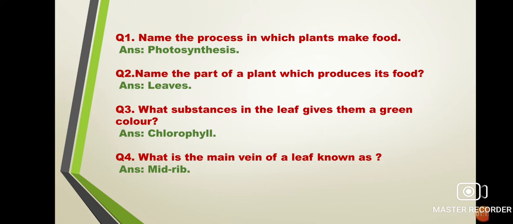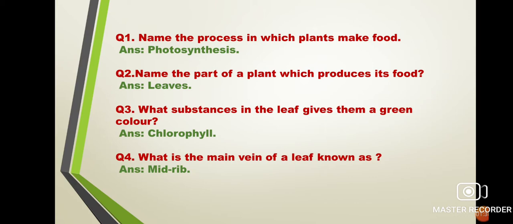All right, next, number 2. Name the part of a plant which produces its food, which is called the kitchen of the plant. Leaves. Okay, because leaves contain what? They contain chlorophyll. So therefore in the leaves, the process of food making, that is the process of photosynthesis, takes place.